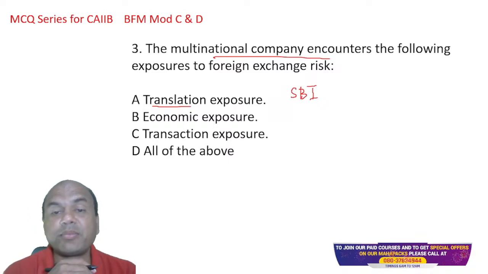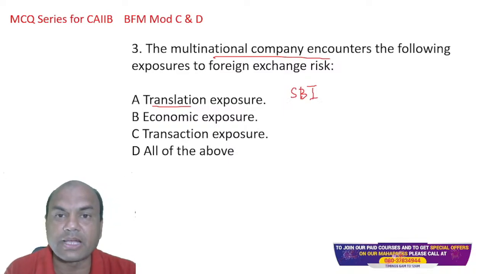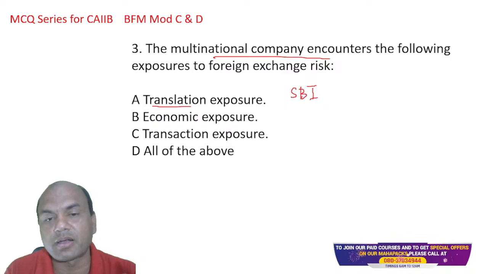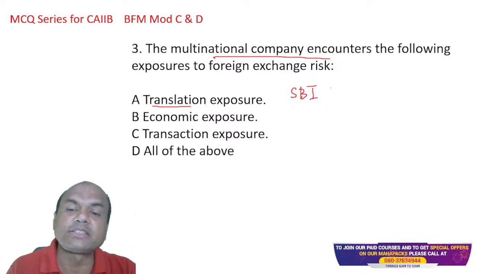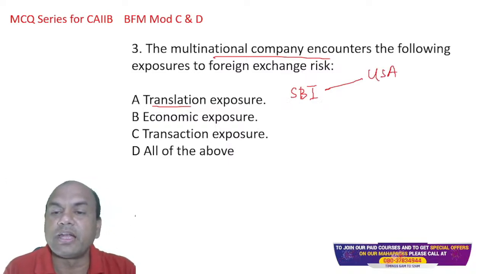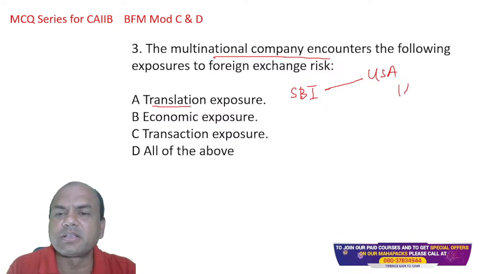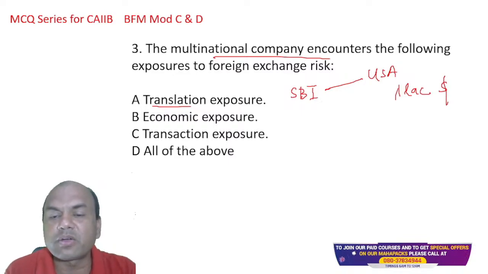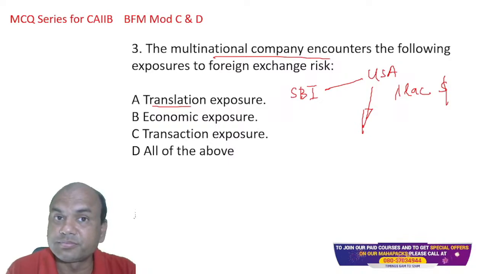It is fine, because multinational means which has branches or offices in more than one country. So SBI has various branches outside also. Let's say SBI has a USA branch, and this USA branch has some profit, let's say $1 lakh. Now this $1 lakh has to be brought to India, not physically.